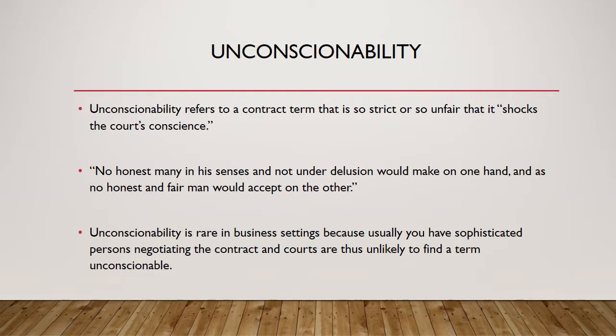There's a good quote in the book from a case. It's one that no honest man in his senses and not under delusion would make on the one hand, and that no honest and fair man would accept on the other. So it's an agreement that an honest, objective, reasonable person would not offer, and the other person, by the same reasonable, objective standard, would not accept that offer. That's a good way of defining an unconscionable term. A fair, reasonable person wouldn't make that offer, nor would a fair, reasonable person accept that offer.